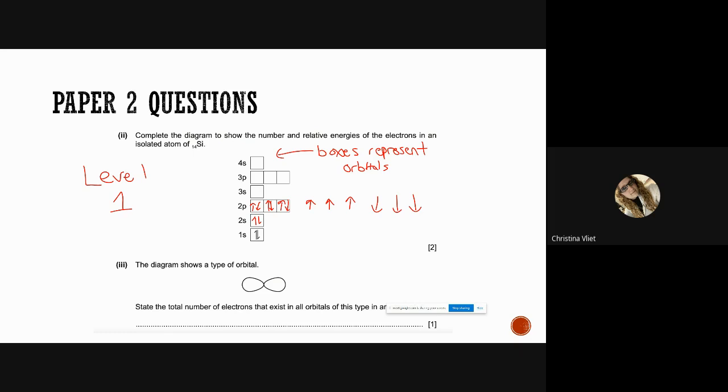3s. How many electrons do I put there? So 2, 4, 6, 8, 10, 12. How many electrons do I put in 3p?